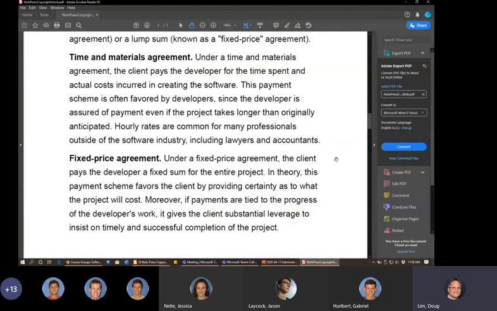So a time and materials contract is basically where the provider, the developer, is paid for the time they spent on the project and any materials that they need to produce the software. The client pays the developer for the time spent and actual costs. So pretty straightforward. The payment scheme is often favored by developers, since the developer is assured a payment even if the project takes longer than originally anticipated.